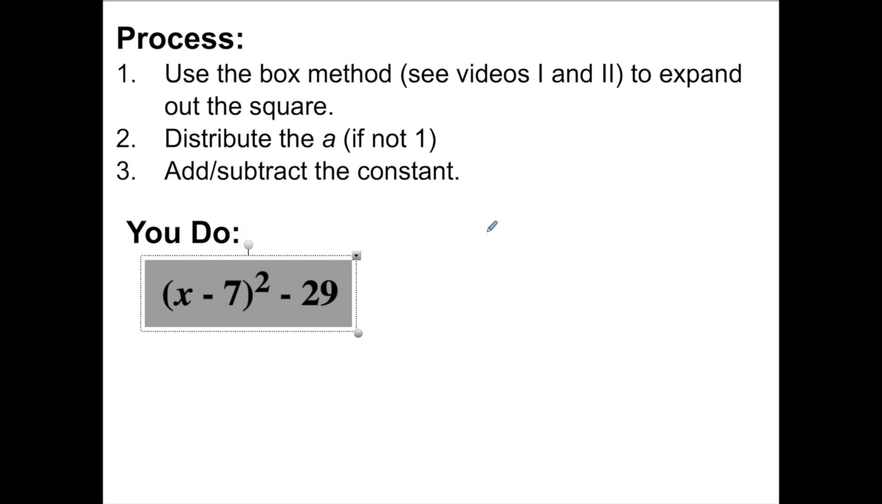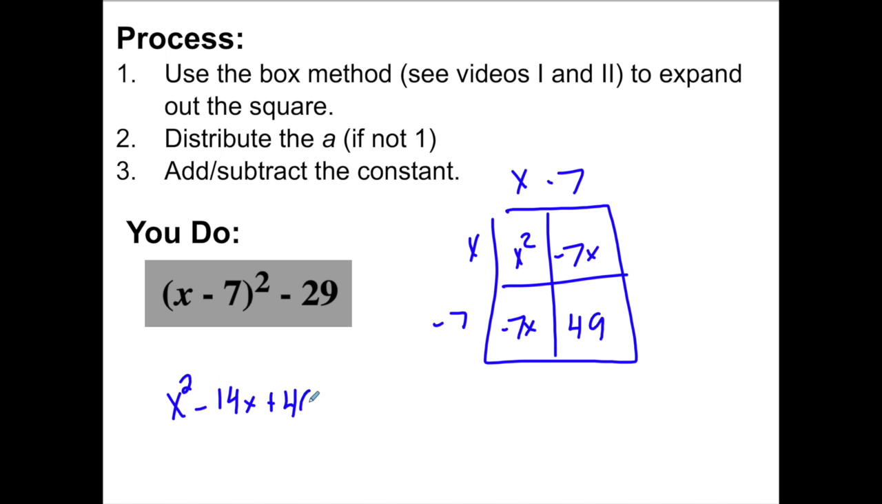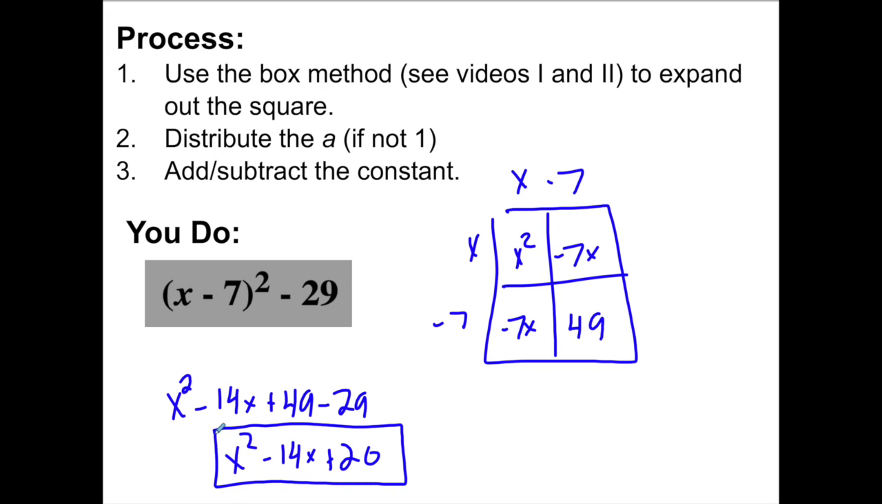Cool, let's do it. So x minus 7 squared. First, we're going to make the box. So we do x squared minus 7x minus 7x, 49. x squared minus 14x plus 49 minus 29. So x squared minus 14x plus 20. Beautiful. Perfect.